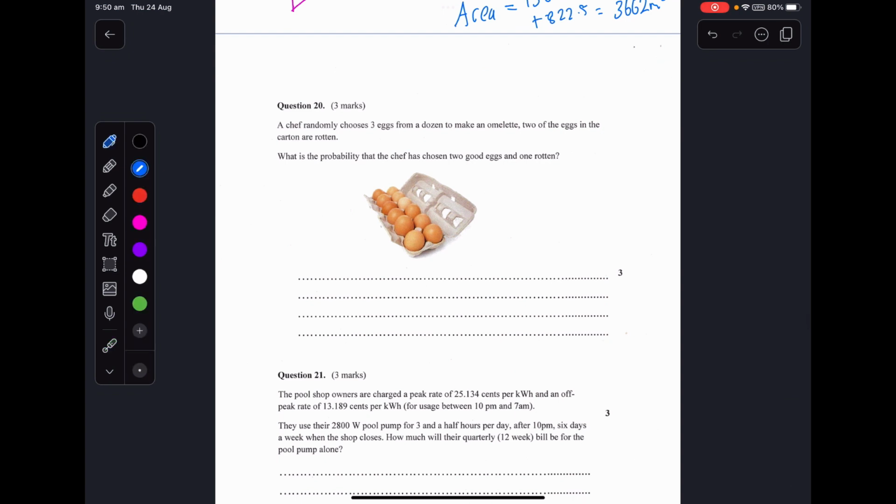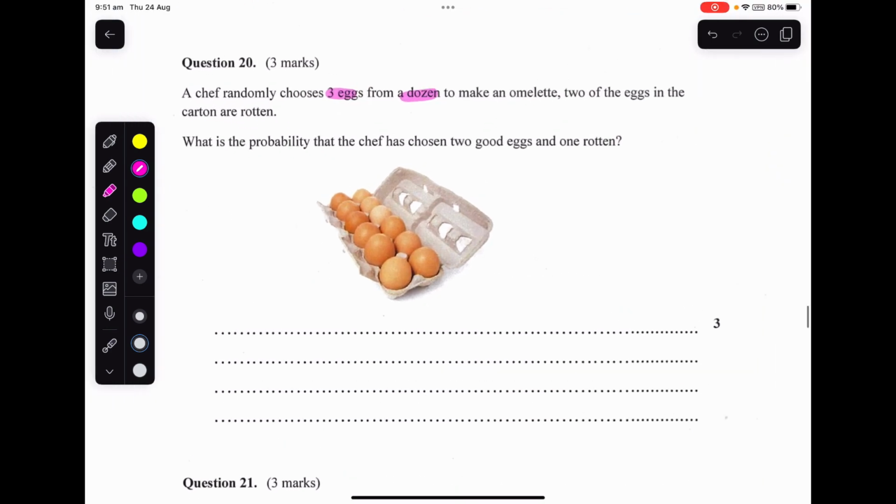Let's have a look here. A chef randomly chooses 3 eggs from a dozen. So I'm just going to highlight a couple of things on this one. So I've got 3 eggs out of 12, because I know a dozen is 12, to make an omelette. 2 of the eggs in the carton are rotten. What is the probability that the chef has chosen 2 good eggs and 1 rotten egg?